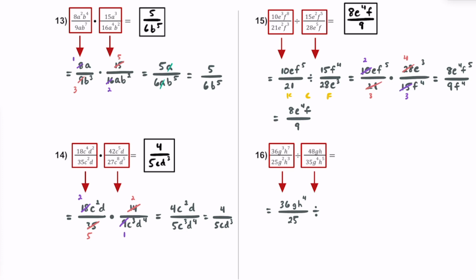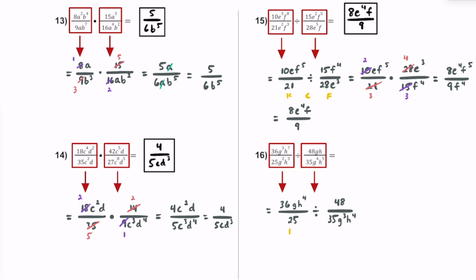For here, the 48 and 35 have nothing in common, so I'm going to put this 48 in the middle because I see all the variables are going to cancel out. The 35 is going to stay over here. There are 3 more g's on the bottom than there are on the top, and there are 4 more h's on the bottom than there are on the top. So this would be the more simplified way of writing each of these fractions.